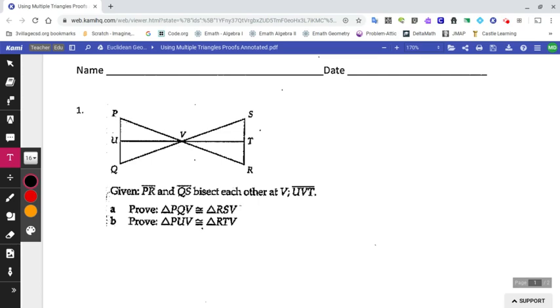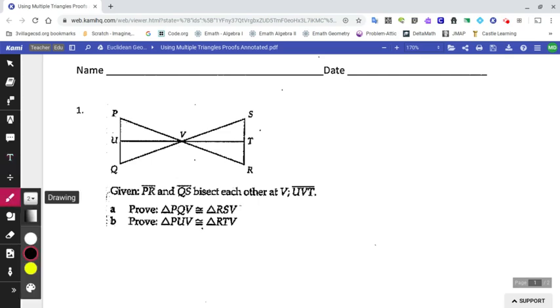Again, in these proofs, you need to prove one set of triangles congruent first, and use those parts to prove the second set of congruents, or the ultimate proof statement. In this first one, it actually gave you the two sets of triangles as parts A and B. So let's see what we have here.